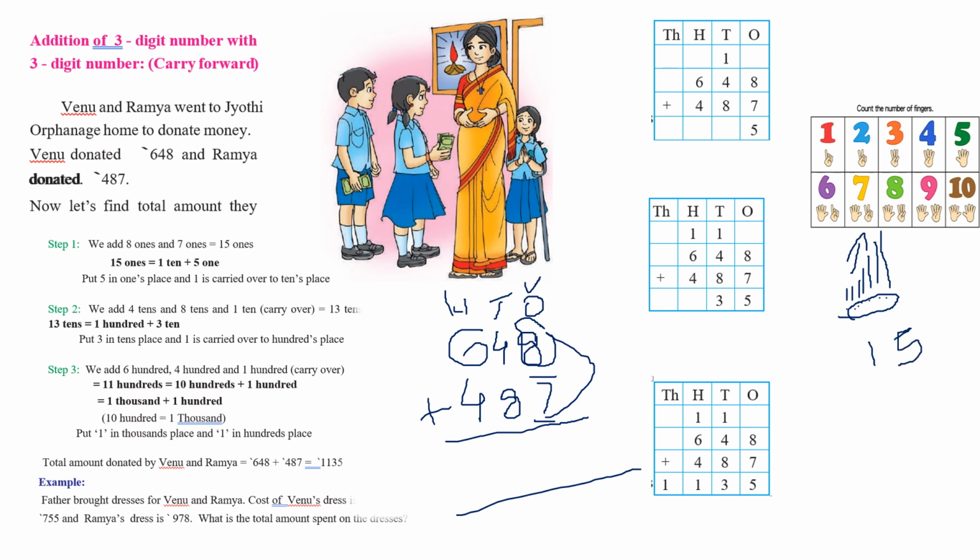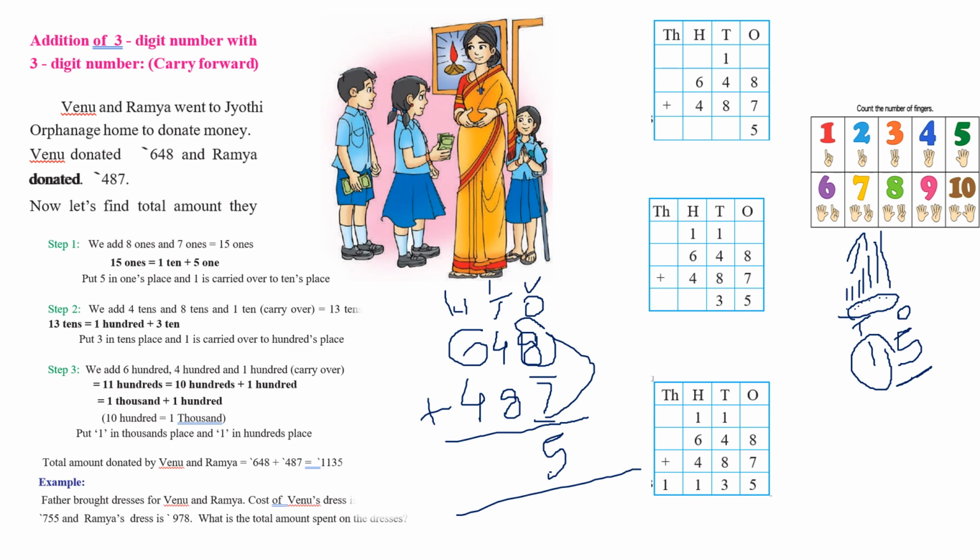So if it is 15, how to write? If you expand it, 5 is in ones and 1 is in tens. So this particular 5 will come in ones. Where will 5 come? 5 is going to come over here. What about the tens place? In tens, 1 will be the carryover one, right? In tens, 1 will be the carryover one.